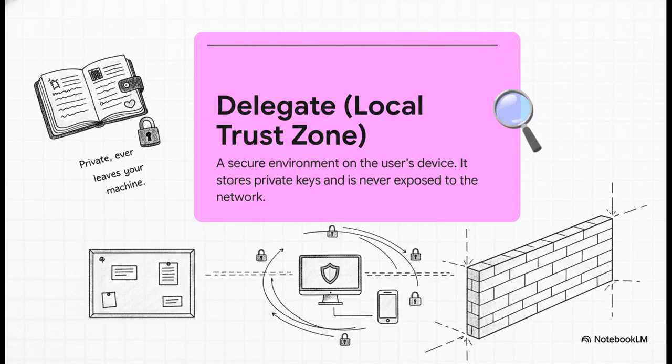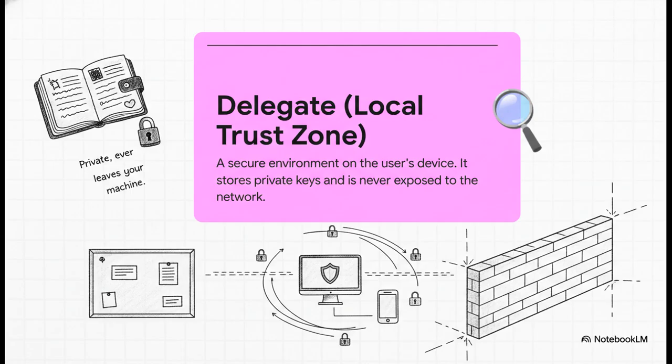Now, if the contract is that public bulletin board, the delegate is your private diary. It runs only on your device. It holds all your secrets, like your private keys, it handles encryption, and it's what you use to decide what to post on that public board. This part never ever leaves your machine.